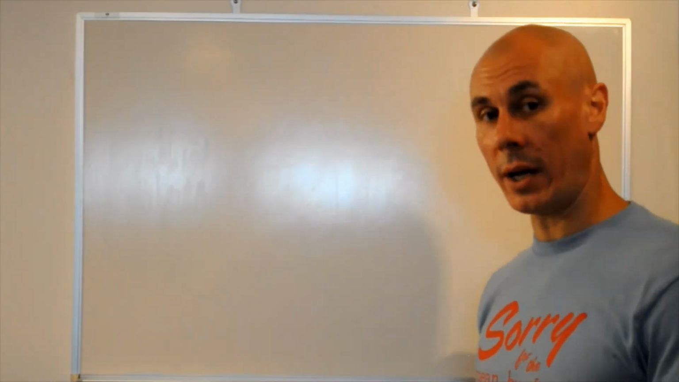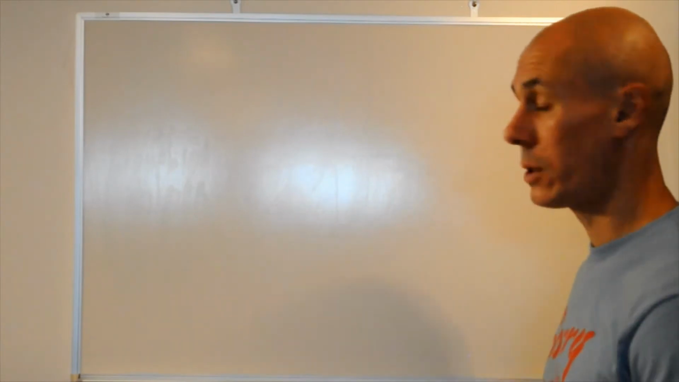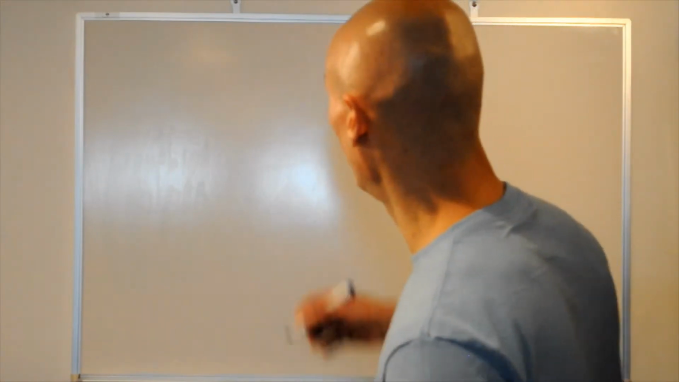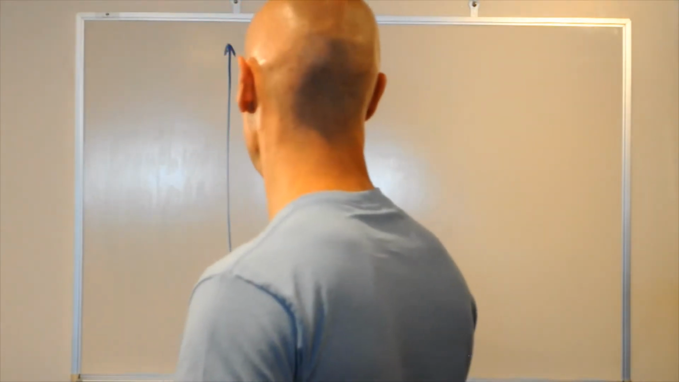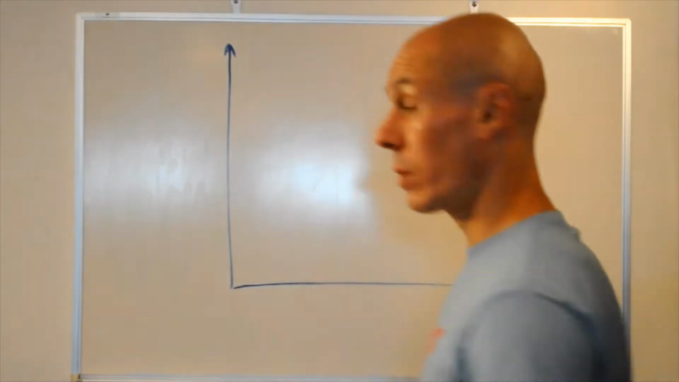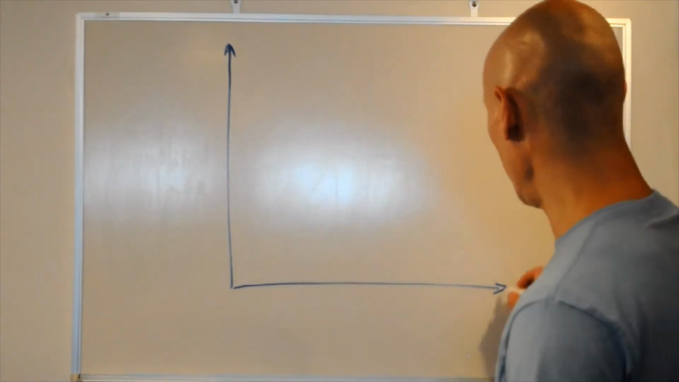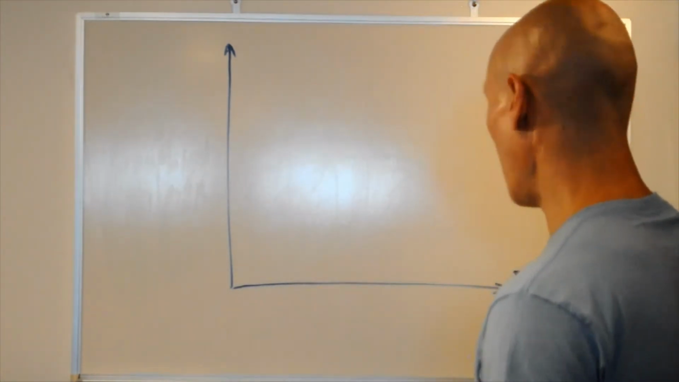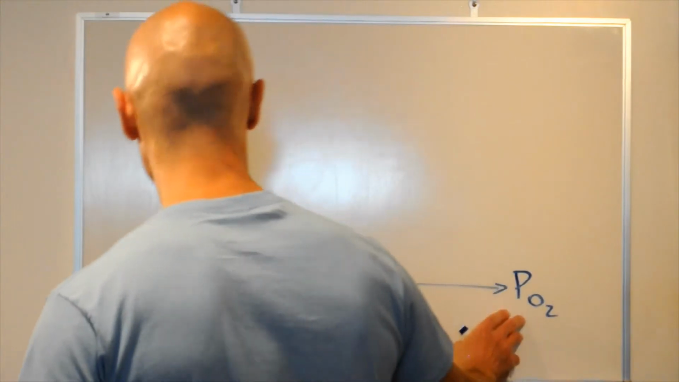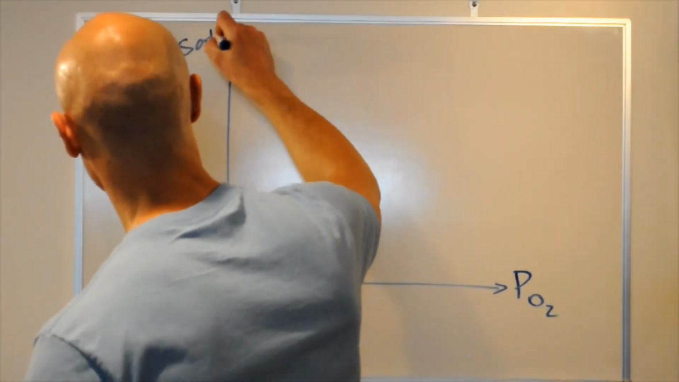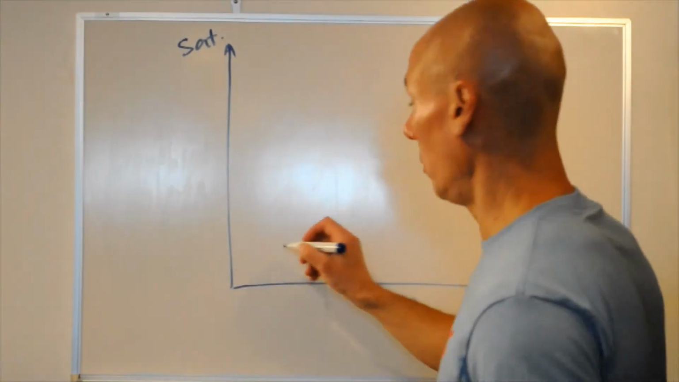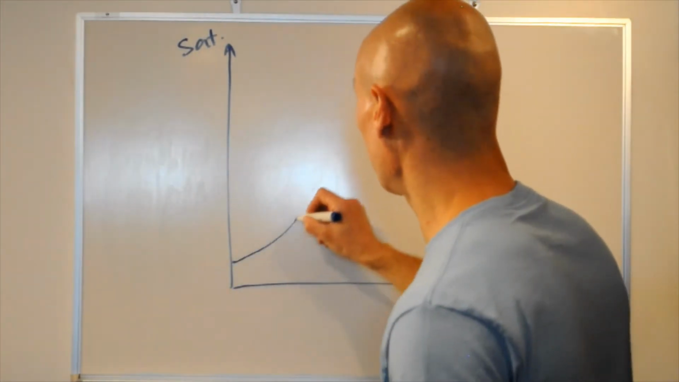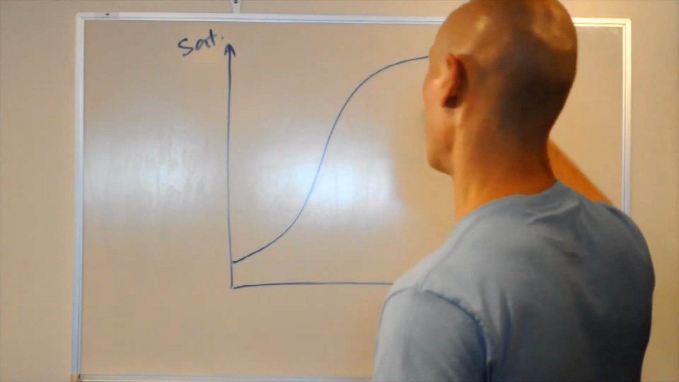But the big takeaway from what we just talked about is the hemoglobin dissociation curve. So the hemoglobin dissociation curve describes the saturation of hemoglobin depending on the oxygen pressure. So this is oxygen pressure, this is saturation in percent, and this is how it looks. My drawings are not super good, okay?